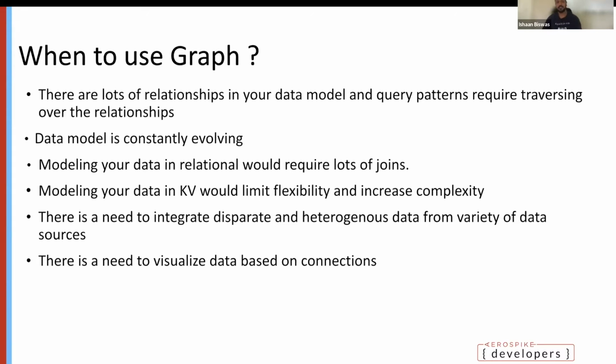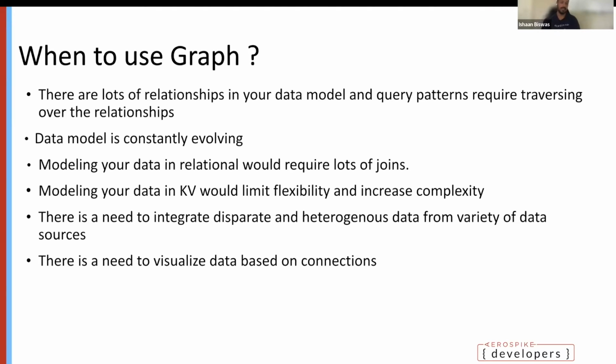And on the other side, in many cases in this audience, if you're already an Aerospike user, you might be thinking, hey, I might just model my data in Aerospike and use Aerospike as a key value store, and not use a graph database altogether. That would limit the flexibility of what you can do and massively increase the complexity. And we'll actually get into the nitty-gritties of this later on in this session.